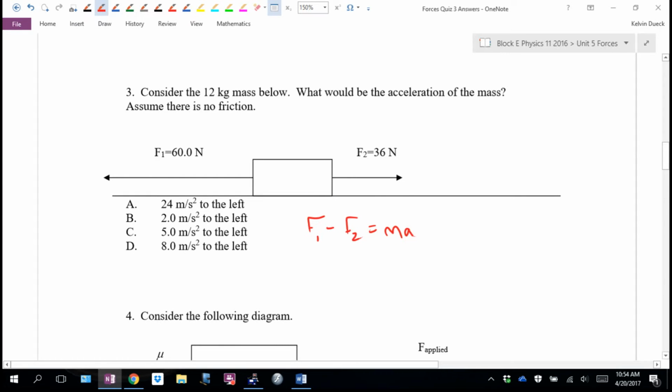really? And it wants me to find A, how to get the A by itself. So 60 minus 36 divided by 12. Oh, I can do that in my head. It's 24 divided by 12. In your head, Lyndon, what's 24 divided by 12? A, B, C, or D? B.